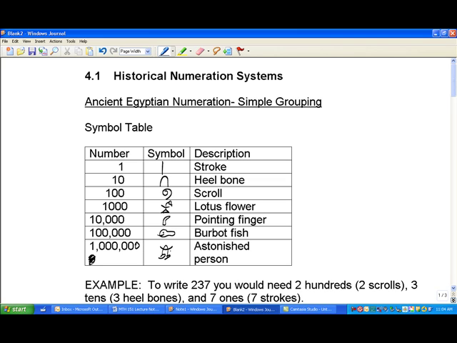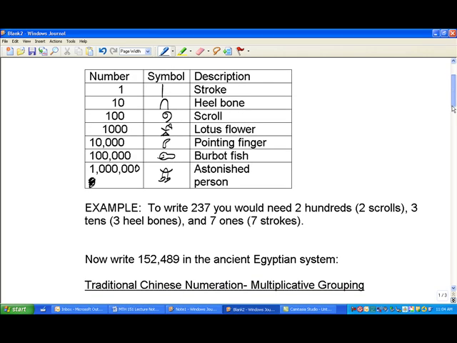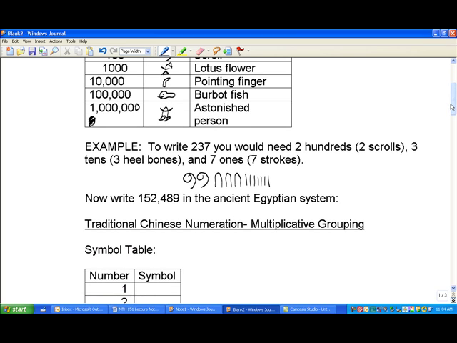Okay, so those are our symbols for the Egyptian system. And basically what they did was they would simply draw the symbol as many times as needed. For example, 237, they would write 2 scrolls for the 200, 30 would be 3 heel bones, and then 7 ones. So you can see it took up a lot more space, took a lot more time to write that than to write our 237. Now, I'll pause the recording and see if you can write 152,489 in the ancient Egyptian system.